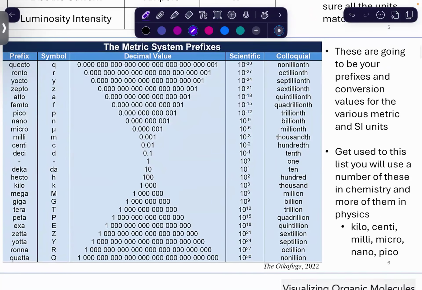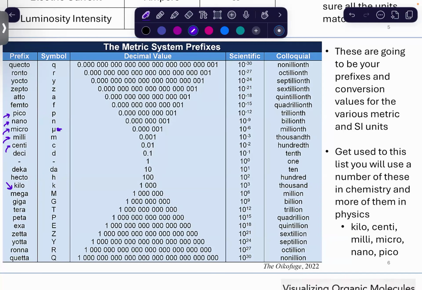Here is a nice table of prefixes. These are going to be your metric prefixes. You've heard things like the centimeter, the millimeter, the kilometer or kilogram. Some that you're going to have to start getting used to in chemistry are micro, which has this unique symbol here, a Greek letter mu. Nano, sometimes we do pico or femto.